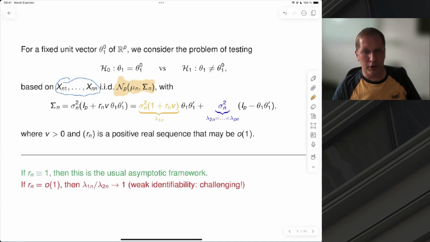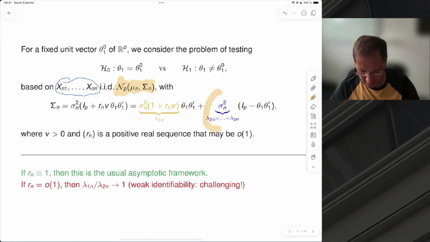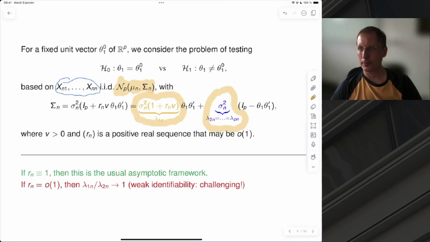And the simplest structure that you can think of when you want to make inference on θ1, which is again the eigenvector associated with the largest eigenvalue, well, it's a framework where you have, of course, a single largest eigenvalue, but where, on the contrary, all remaining eigenvalues, lambda 2, lambda 3, up to lambda p, will be equal to each other, okay? And this is exactly what we have here. So you see you have lambda 2, lambda 3, lambda p that are equal to each other. But then you have a lambda 1 that is different, and that is actually strictly larger, right?